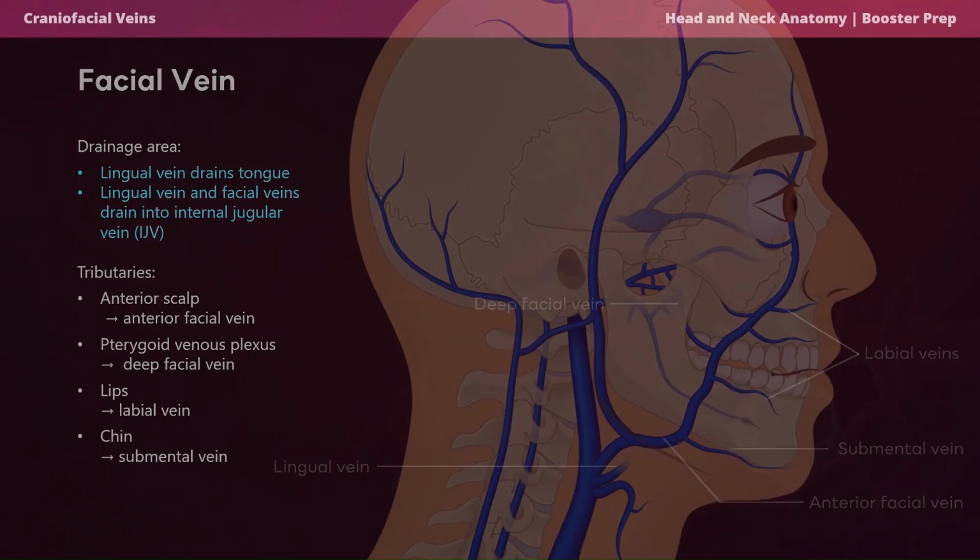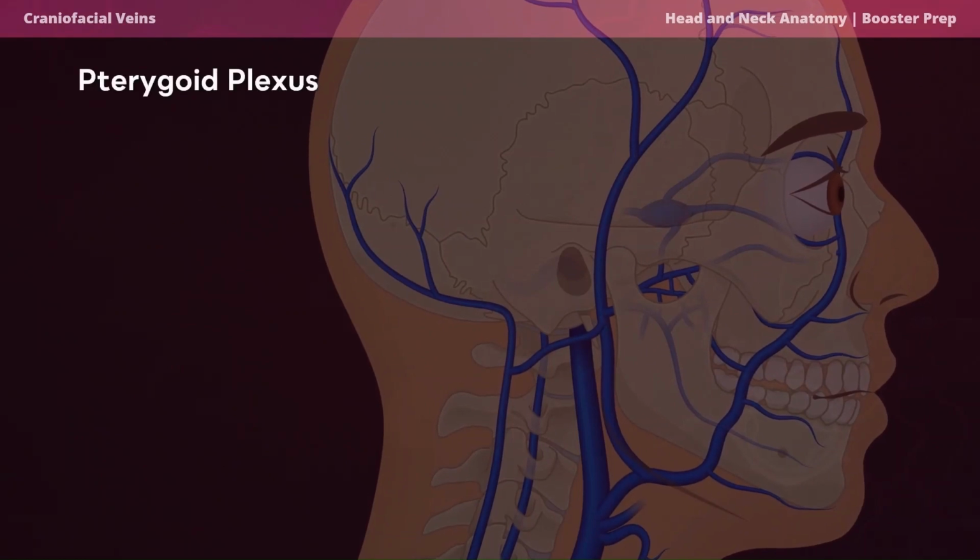Next, we're moving on to the pterygoid plexus. The pterygoid plexus is a network of small veins located within the infratemporal fossa, a deep space located beneath the base of the skull and behind the maxilla, near the lateral pterygoid muscle. The venous plexus receives blood from several key anatomical areas related to dentistry, including the maxillary teeth and gums, the muscles of mastication, the nasal cavity, the paranasal sinuses, and parts of the oral cavity.